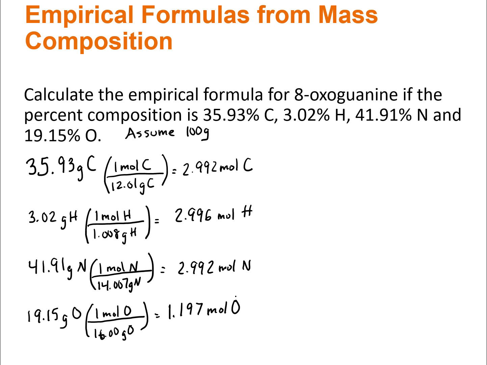Okay. So from what it looks like, the carbon, the hydrogen, and the nitrogen, whatever the empirical formula is, they're all going to have the same subscript. But it's this oxygen that's throwing a wrench in the whole thing. What we have to do here is we're still taking the smallest number, and then we're going to take each one of these, the carbon, hydrogen, and nitrogen, and do that same division.